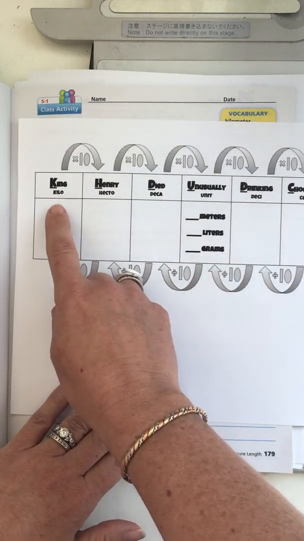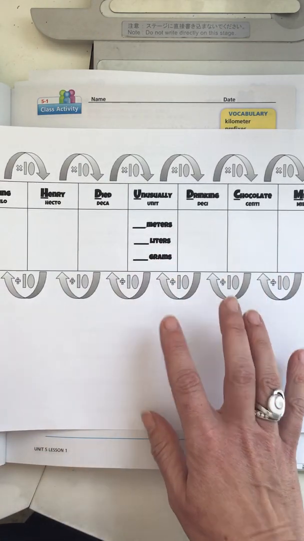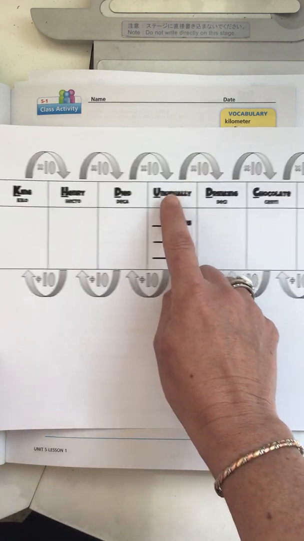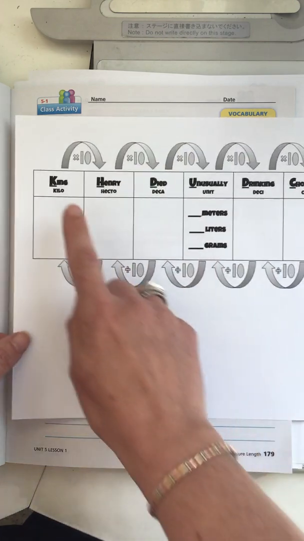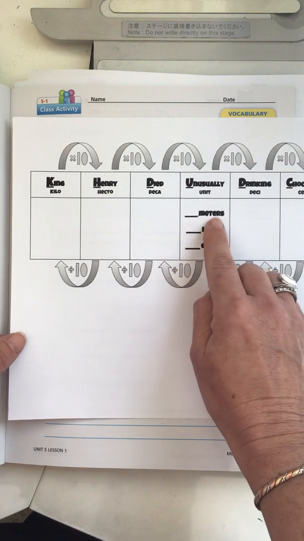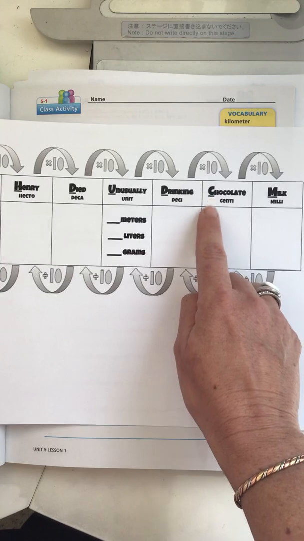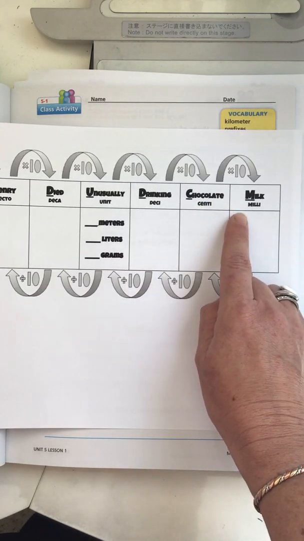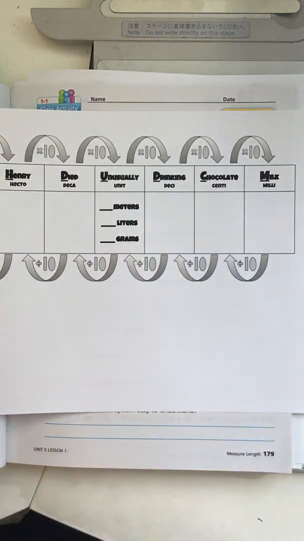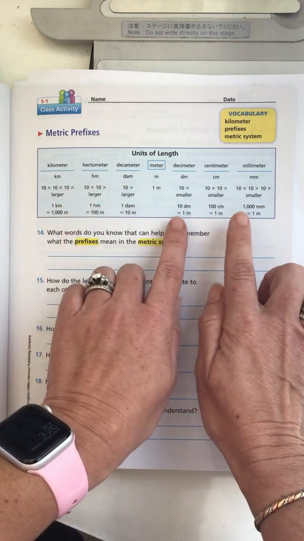So I want you to jot this down. This is going to be in your lesson, if you happen to be able to print it, but you can write it down really easily. King Henry died unusually drinking chocolate milk, and that will help you remember kilo, hecto, deca, and then whatever your unit is, if it's meters, liters, or grams, we're just talking about meters right now, and then deci, centi, and milli. Deci is on this side.